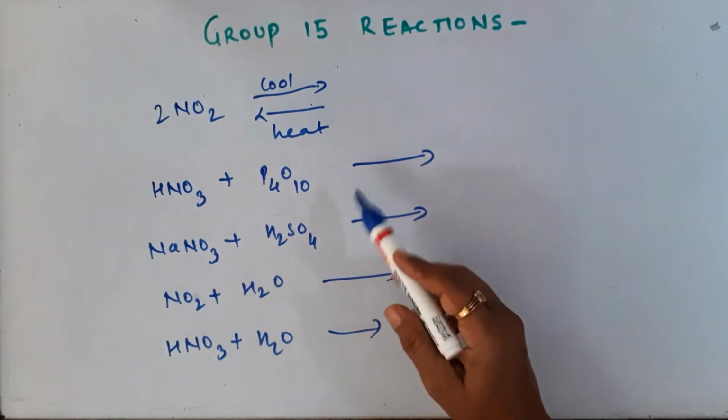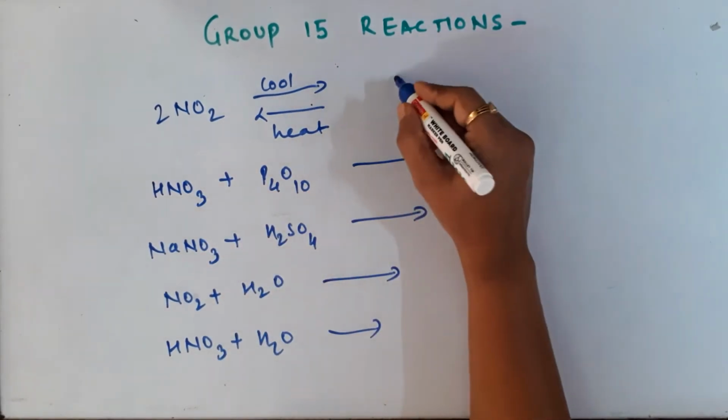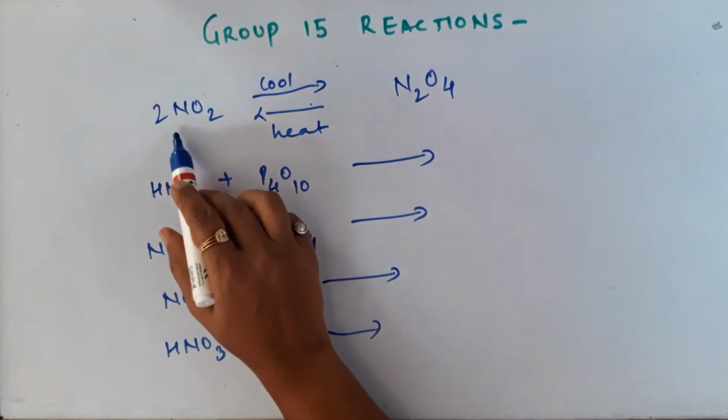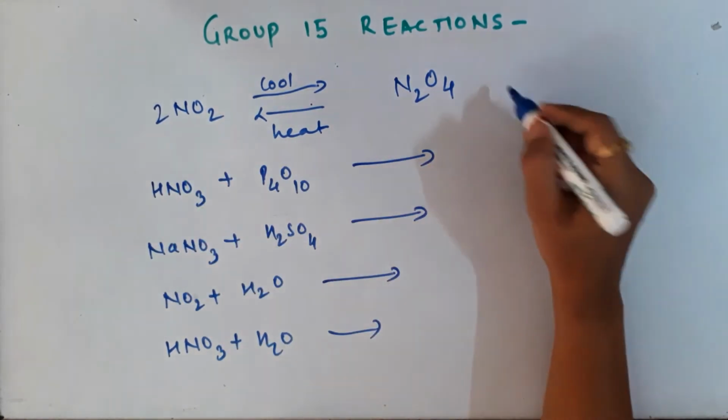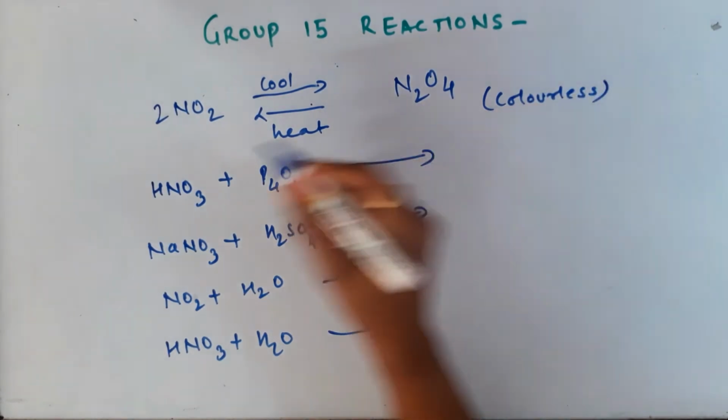So these are from your group 15 again. Nitrogen dioxide, very unstable compound. If you cool it, it will form a dimer N2O4, and if you heat it, it will again form NO2. N2O4 is colorless and NO2 is brown.